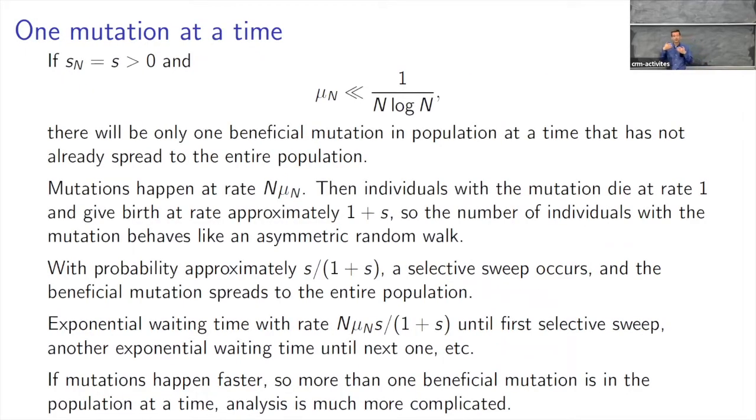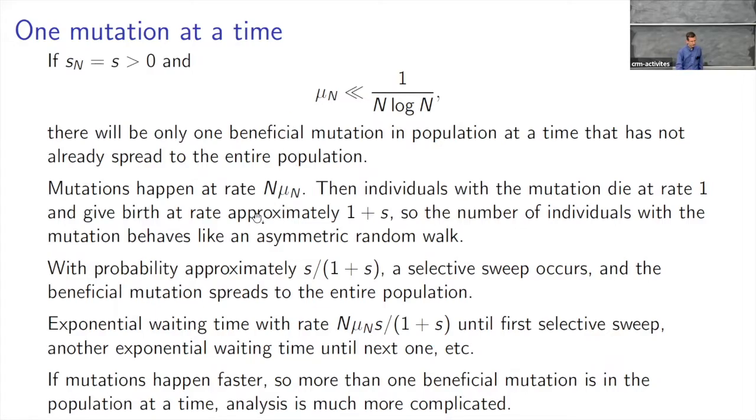I want to give a brief survey of what is known about this model, both at a rigorous and non-rigorous level. So the simplest case to think about is when the mutation rate is very slow. So suppose, for example, the selective advantage conferred by each mutation is some fixed positive number s that does not go to 0 with n, and the mutation rate is much smaller than 1 over n log n. So in this case, typically there will be at most 1 beneficial mutation in the population at a time that has not already spread to the entire population.